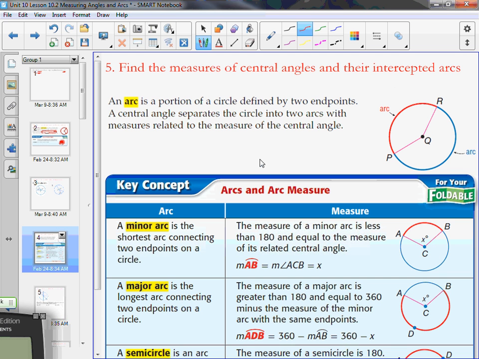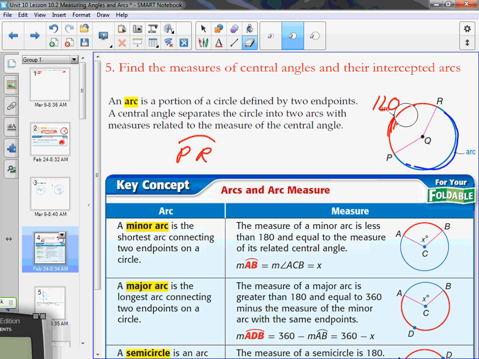Okay? Now, if we have points P and R, arc PR, look at the way you write this. Arc PR consists of P, R, and all the points in the circle between P and R. Now, let's ignore for a moment that we could have gone the long way around from P to R, okay? The book says a central angle separates the circle into two arcs with the measures related to the measure of the central angle. And here it is. The measure of this central angle is equal to the measure of the intercepted arc. Since we measure angles in degrees, that means we also measure arcs in degrees. If that's a 120 degree central angle, then that's a 120 degree arc. Questions?